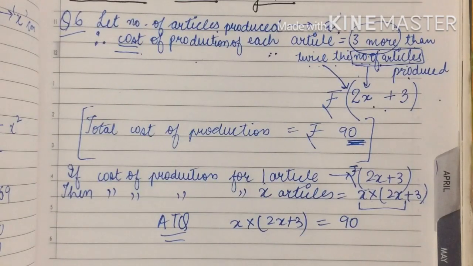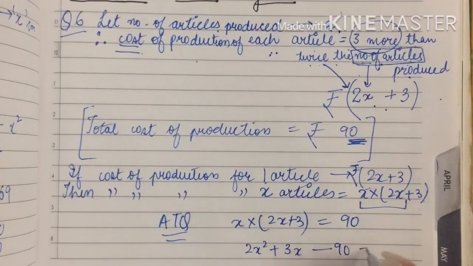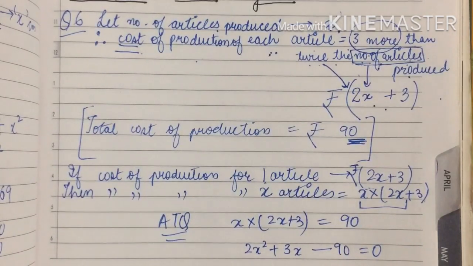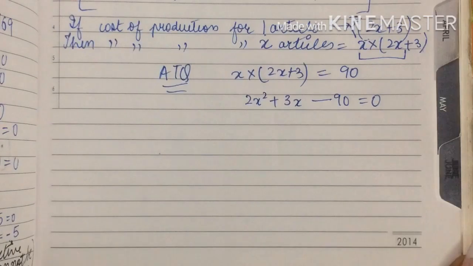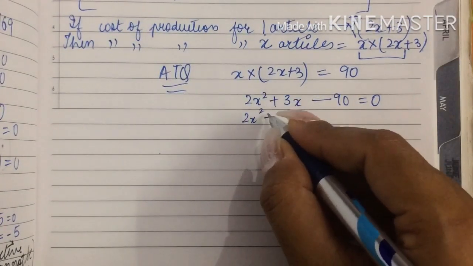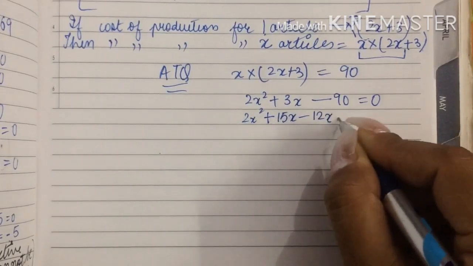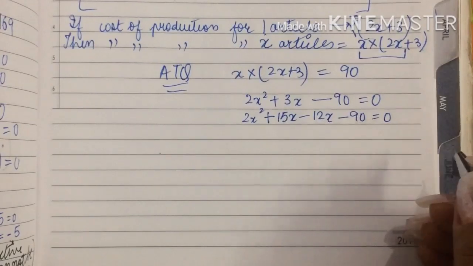Let's simplify this, obtain the quadratic equation in standard form, factorize it, obtain the value of x, and then see what our answer is. So this will be 2x square plus 3x minus 90 equals 0. Splitting the middle term, I get 2x square plus 15x minus 12x minus 90 equals 0.